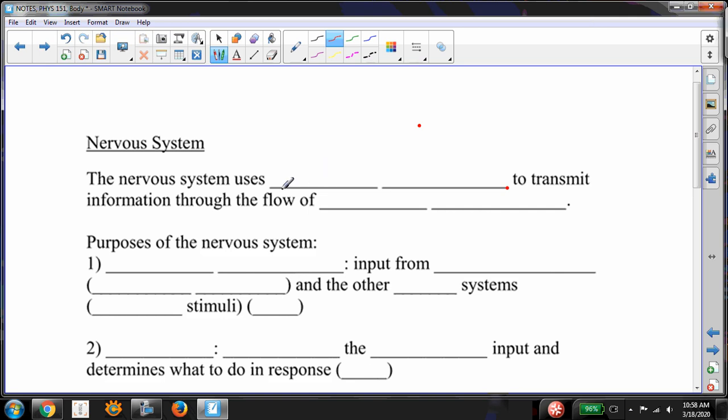The nervous system, first of all, uses nerve cells to transmit information through the flow of electric charge. You think flow of electric charge, right? You think current. So all the language that we've learned up to this point as it relates to electricity and charge we'll continue to use. Several purposes in the nervous system.